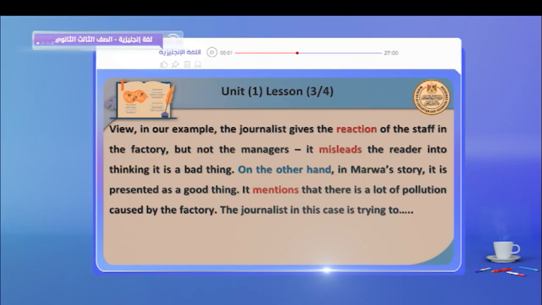I can show my concession or opposition by using the phrase on the other hand, meaning from the other side. In Marwa's story, it is presented as a good thing. It mentions that there is a lot of pollution caused by the factory. So in Marwa's story, she sees it as a good thing and writes that the factory must be removed because it is causing pollution. Okay, so see how they can play with news. It depends on the different types of bias that we've discussed.